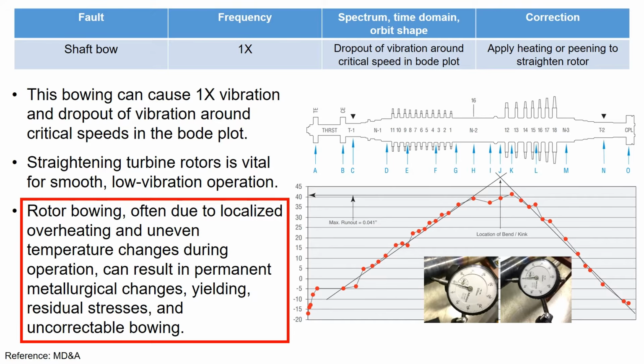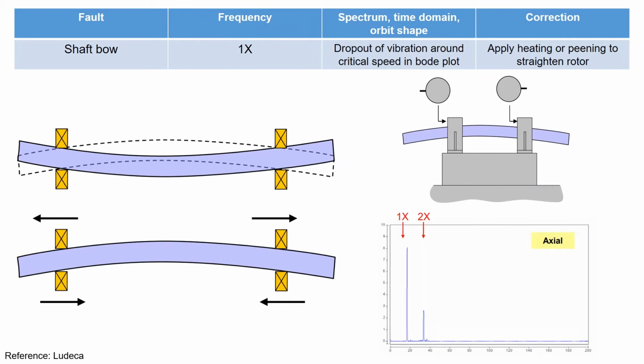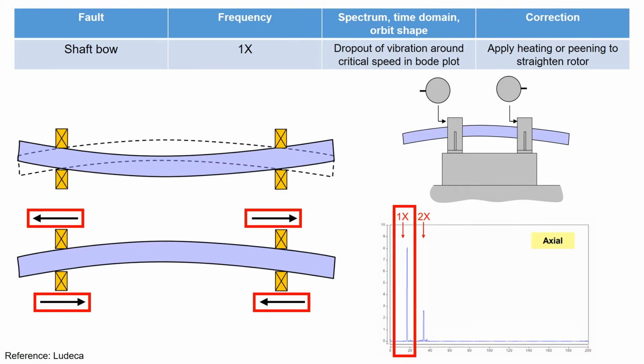Rotor bowing, often due to localized overheating and uneven temperature changes during operation, can result in permanent metallurgical changes, yielding, residual stresses, and uncorrectable bowing. A bowed shaft can cause axial opposed forces on the bearing, which can be detected in the vibration spectrum as 1x in the axial vibration.